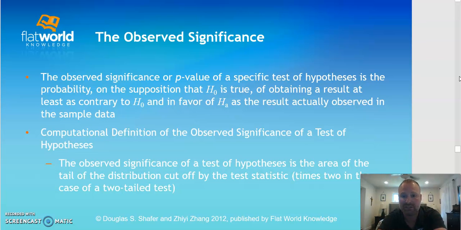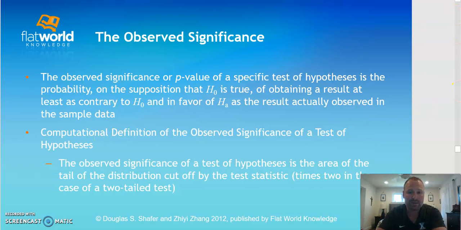So, the computational definition of the observed significance of a test of hypothesis: it is the area of the tail of the distribution cut off by the test statistic, times 2 in the case of a two-tailed test. So what we're talking about here is that area, the percentage out of 100, that would be in those tails, right? So if it's left-tailed, it's only one tail. If it's a right tail, it's the other tail. If it's two-tailed, then we're talking about both of them, okay?